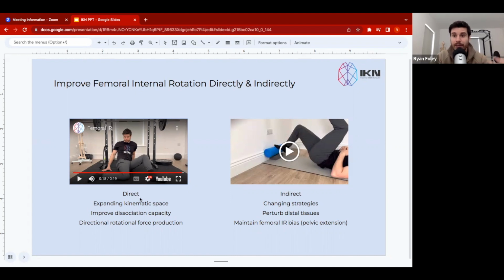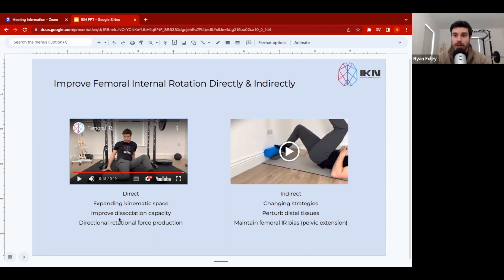So the direct approach, again, quite simple here. We're trying to directly facilitate femoral internal rotation. We're trying to expand the kinematic space, which is just the relationship of bony segments. Okay, and obviously this requires a certain behavior on a contractile muscular level as well. The muscles need to be able to behave in a certain manner to allow for that kinematic representation to occur.